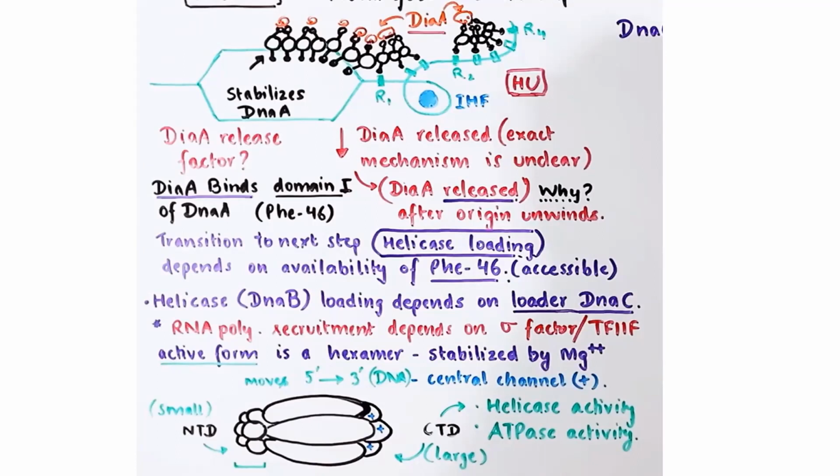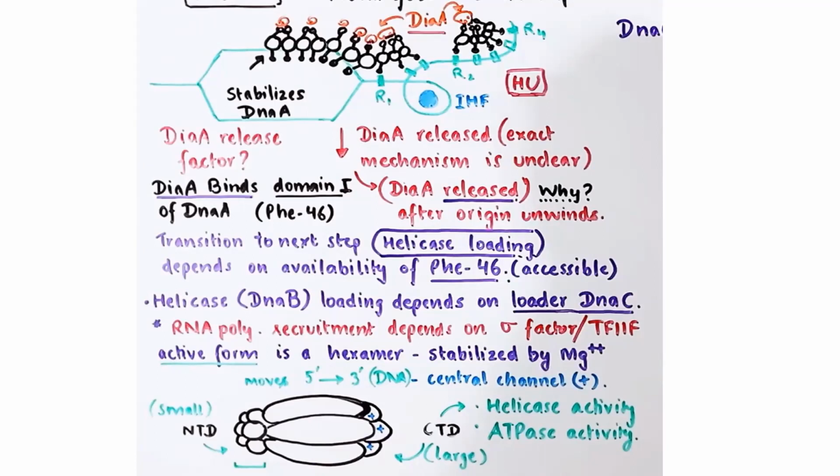Sometimes this job of DNA A is also done by another set of protein called HU protein, but the point remains that DNA A has to be released after the origin opening. Now you may ask, why does DNA A protein need to dissociate away? After all, it stabilizes the DNA on the origin, right?